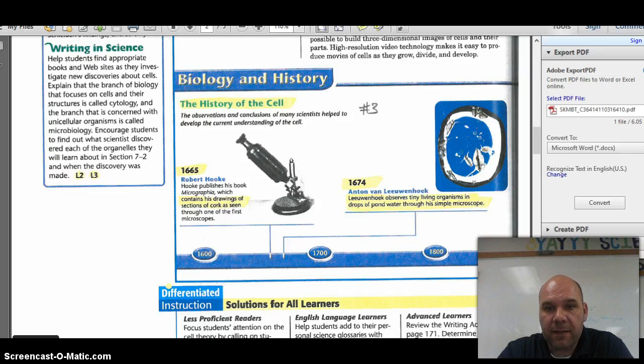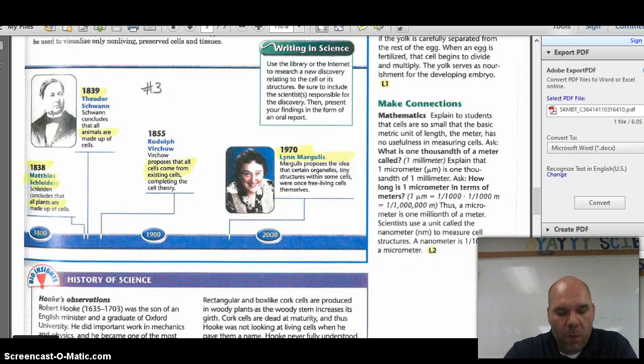In 1674, Anton van Leeuwenhoek observes tiny living organisms in drops of pond water through a simple microscope. Continuing on in bubble C, we know in 1838 Matthias Schleiden concludes that all plants are made up of cells. And in 1839 Theodor Schwann concludes that all animals are made up of cells.